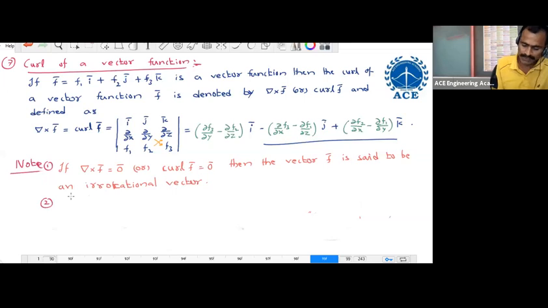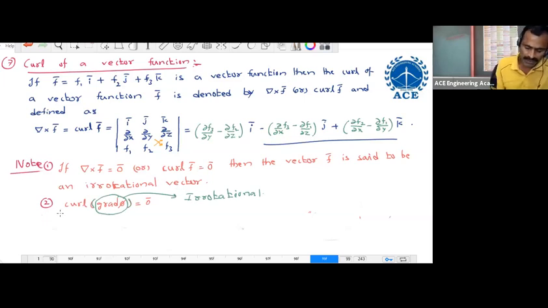Note point number 2. Curl of gradient equal to 0 bar. Curl of grad phi is 0 bar. Gradient is a vector. For that gradient, if you find the curl, that is always 0 bar. So from this, we can say that every gradient is irrotational.